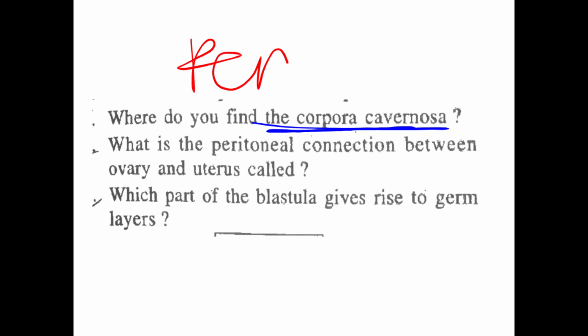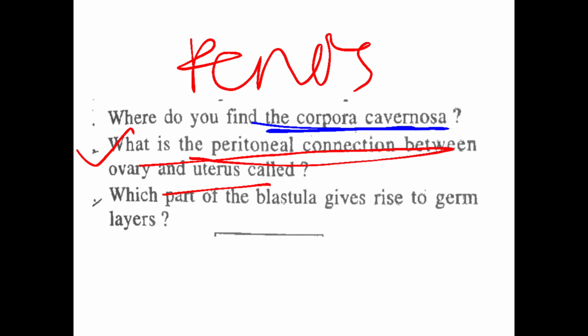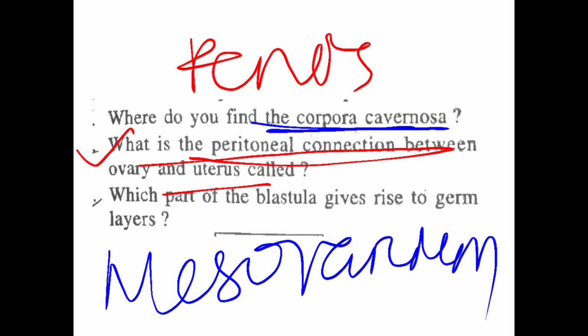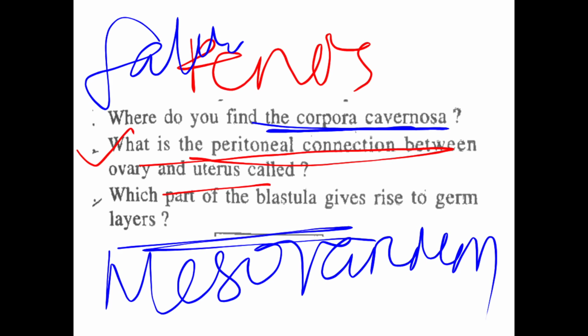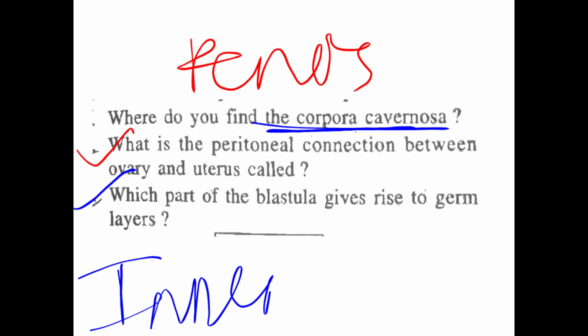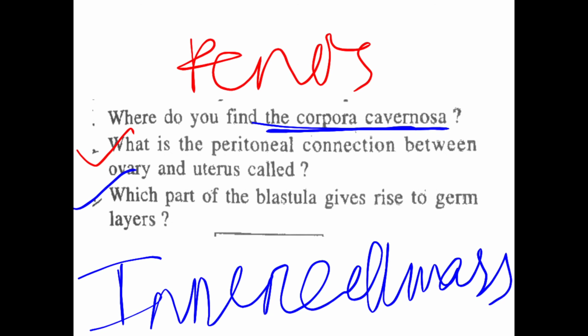the penis. Okay. What is the peritoneal connection between ovary and uterus? The peritoneal connection between ovary and uterus is the mesovarium. If the question is asked as what is the tube connection between ovary and uterus, that tube is the fallopian tube or oviduct. This question asks for the peritoneal connection, that is mesovarium. Which part of the blastula gives rise to the germ layers? It is the inner cell mass. Okay, next.